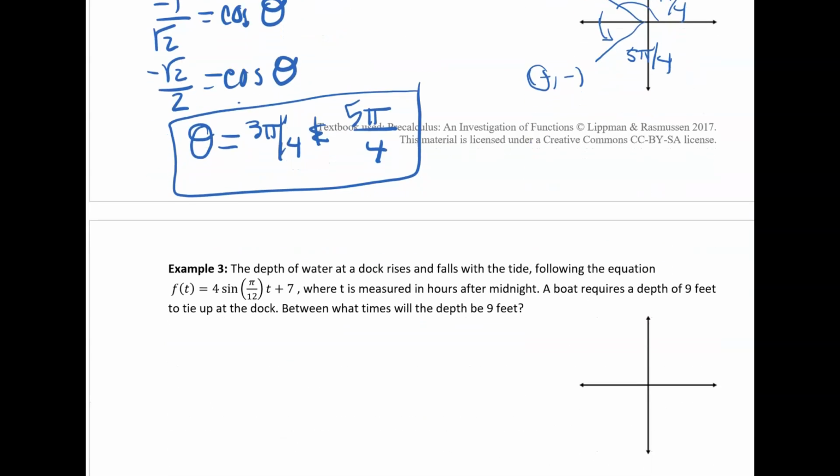Let's do another one. It says the depth of water at a dock rises and falls with the tide following the equation, and it gives us an equation. Where t is measured in hours after midnight, a boat requires a depth of 9 feet to tie up at the dock. Between what times will the depth be 9 feet? So what time we are trying to solve for is this little t right here. So let's consider what our equation is. Our equation is f of t. t is measured in hours after midnight, and the depth is what it's equal to.